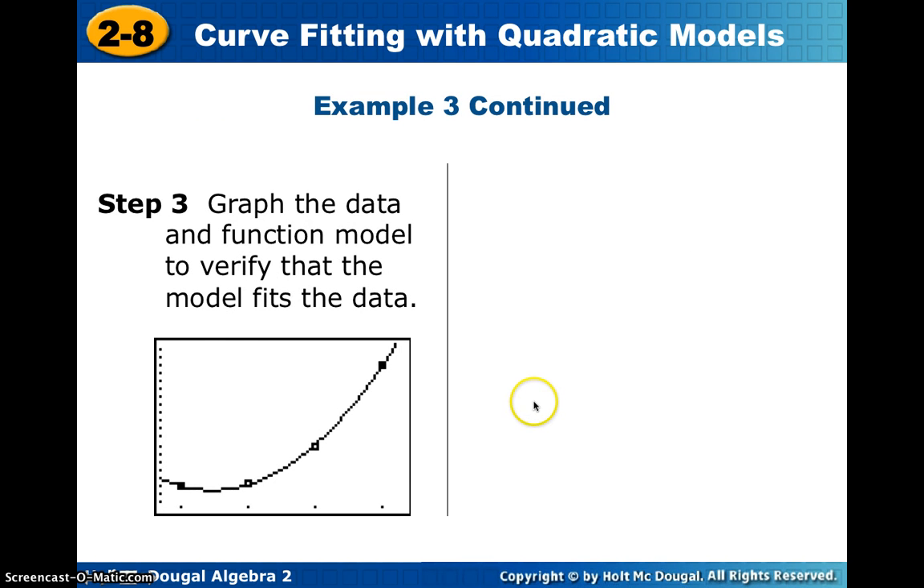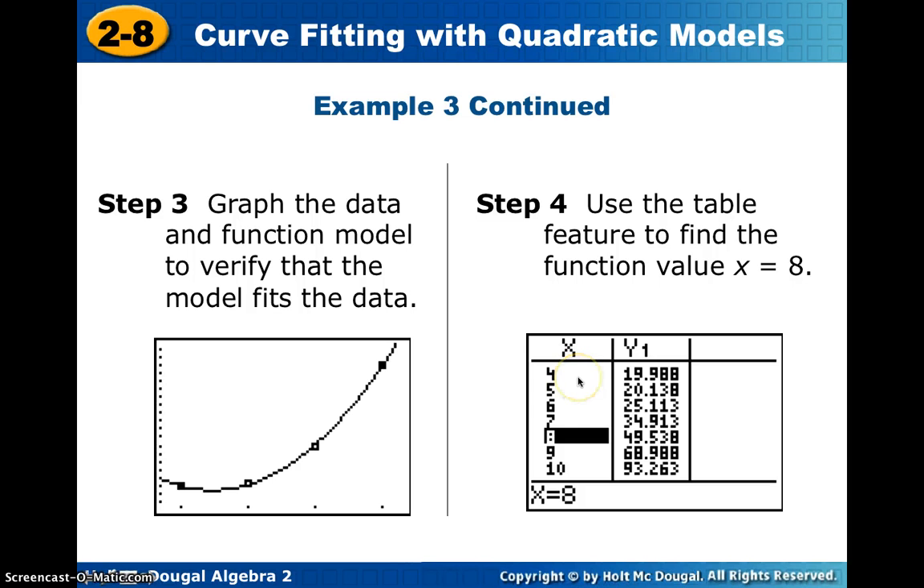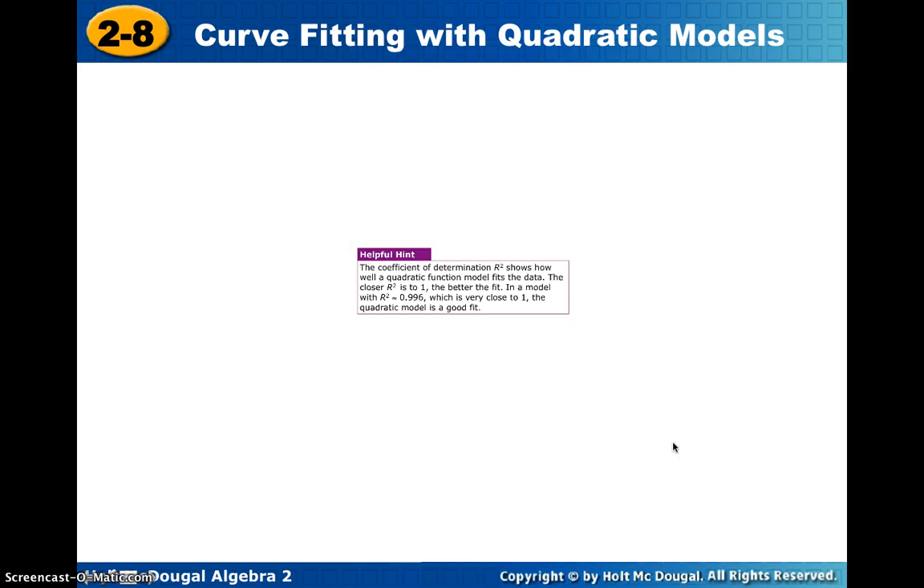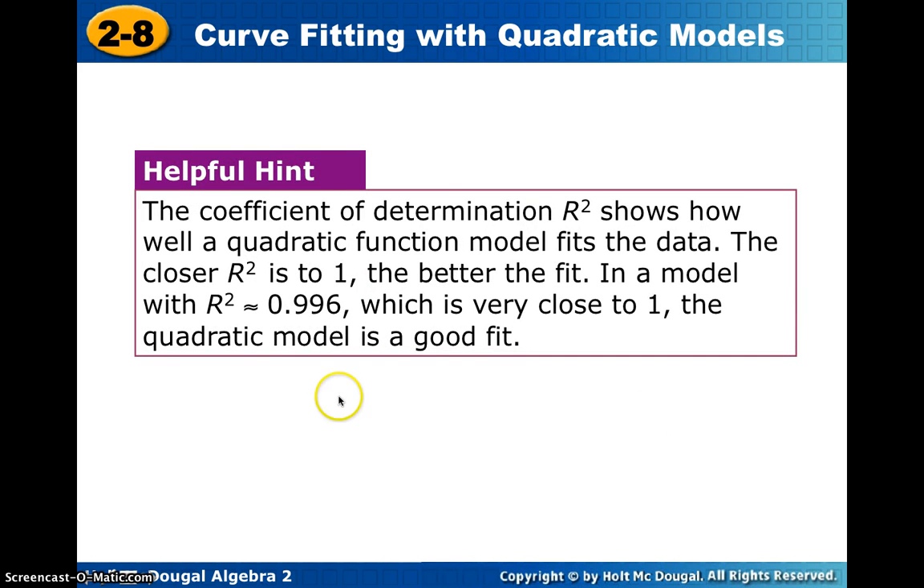So good. You're going to take the equation that you just got, and you're going to go ahead and graph it. And when you graph it, you should see it go through the points that you've already plotted. Okay? And now we can just use the table function, as we've been doing, to determine the answer to the question. So use the table to find the value at x equals 8, and you can see that when x is 8, from the table we have 49.538. Okay, so that's going to be their answer.